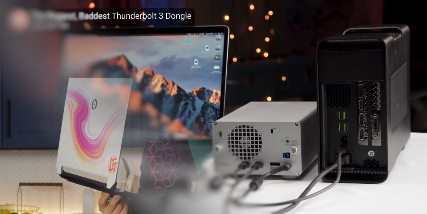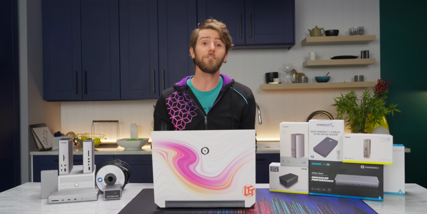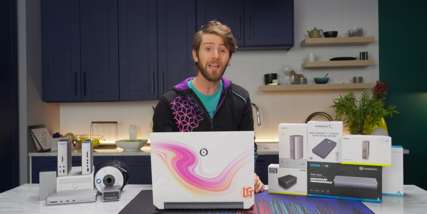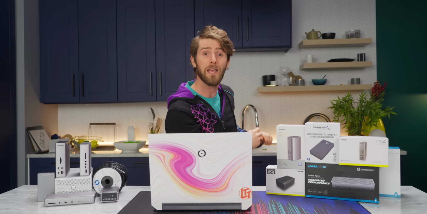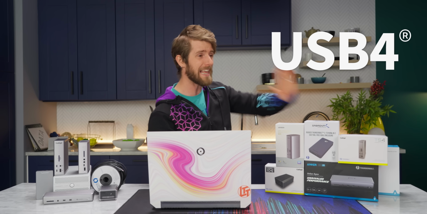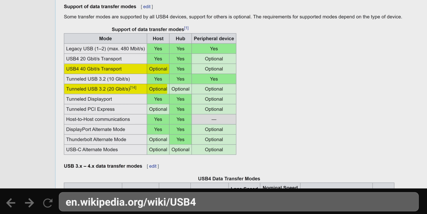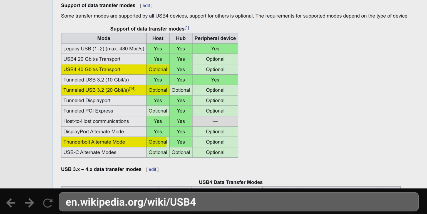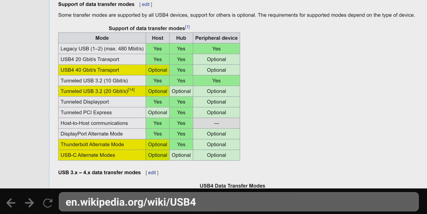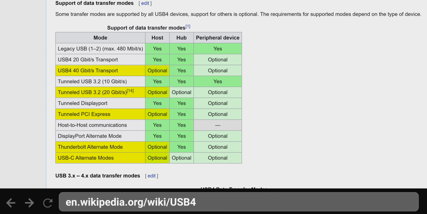The problem is that when you free the notoriously cheapskate computer industry from compliance programs, you invite shortcuts. And USB 4 invites a lot of shortcuts. In no particular order, here are the optional components of the spec that can be left off of your device while still allowing the vendor to slap USB 4 on the spec sheet. 40 gigabit transfer rates, 20 gigabit USB 3.2, Thunderbolt alternate mode, USB-C alternate mode, and yes, PCIe tunneling.